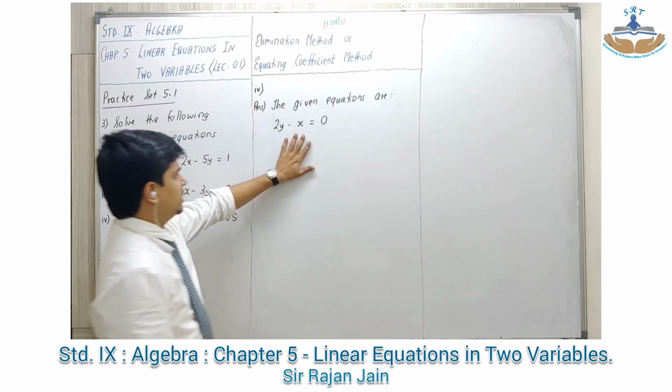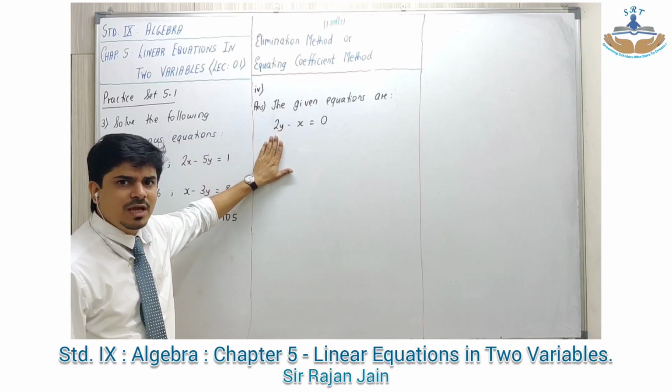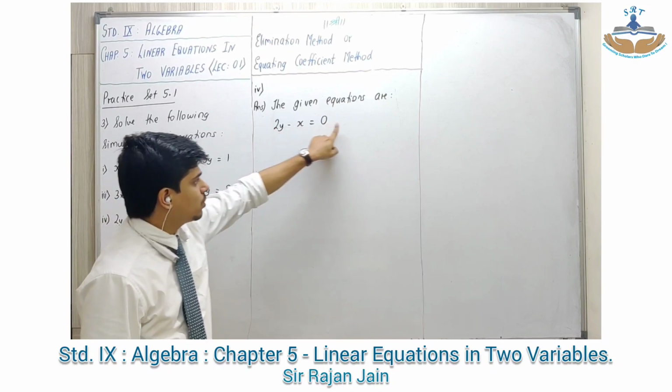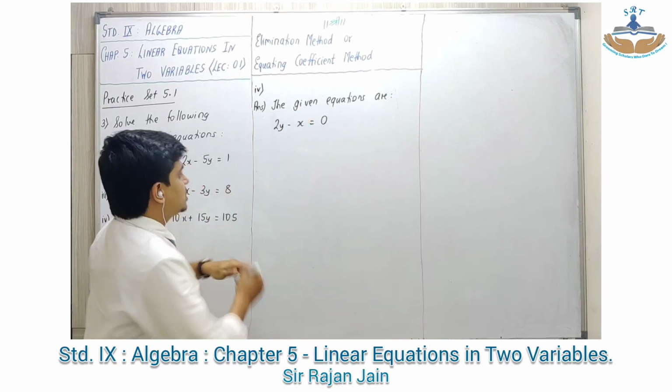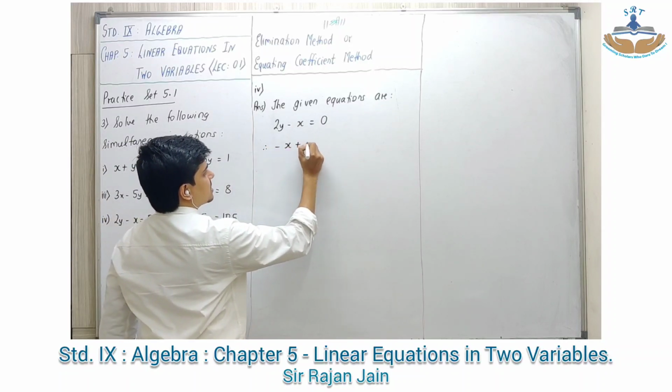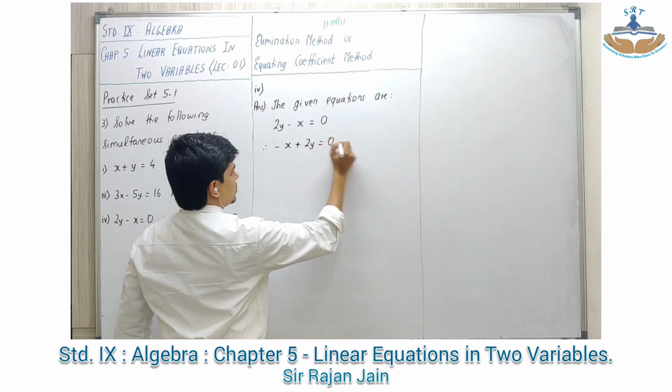If I go to see over here, ठीक है, variable left hand side में है, but y should not come first. तो मैं क्या करेगा? I am not going to write this as equation 1. इसको पहले modify करके I will write therefore minus x plus 2y equal to 0.